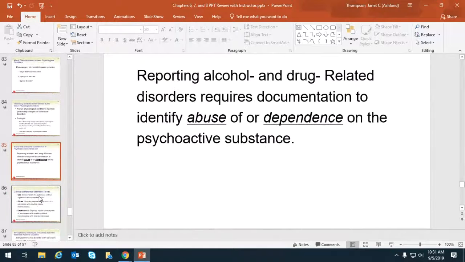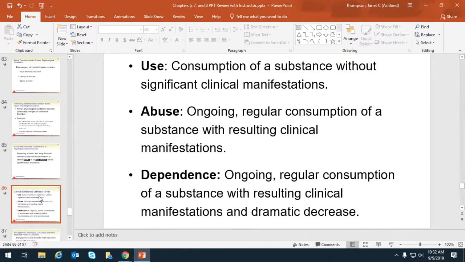There is a difference between documentation of abuse or dependence. Dependence is the body physically has to rely on the drug to function normally. Like an alcoholic, you get to a point where you can't just quit and one day you have to wean off because the body is depending on it. It needs it. Abuse is considered excessive use, not necessarily depending on it. Use is defined as consumption without clinical manifestations.